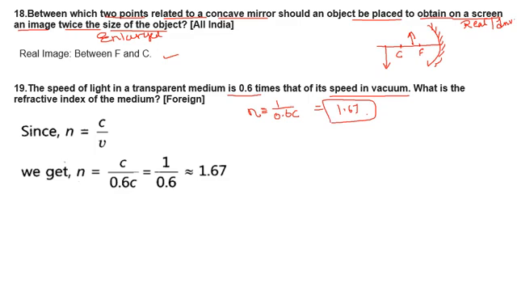Do we have any unit of refractive index? No, we cannot have a unit of refractive index, because it is the ratio of the same quantities. C is the speed of light in air, and V is the speed of light in any medium. So we are taking the ratio of the same quantity. When we take the ratio of the same quantity, the unit gets cancelled, and that is why we don't have any unit for refractive index.